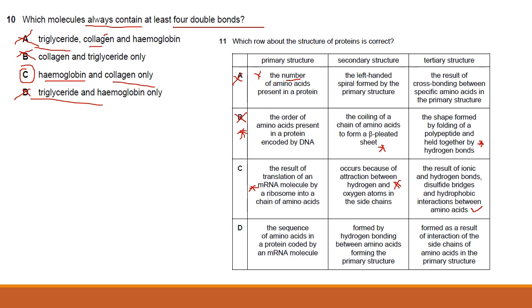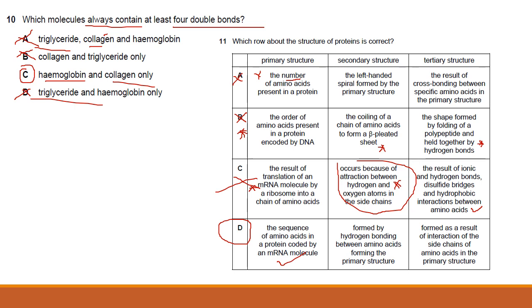But you see now, this one is wrong. So I'm just going to mark that as not right. So that means D has to be my answer. So let's go and have a look at it. Primary structure, the sequence of amino acids in a protein coded by an mRNA molecule.